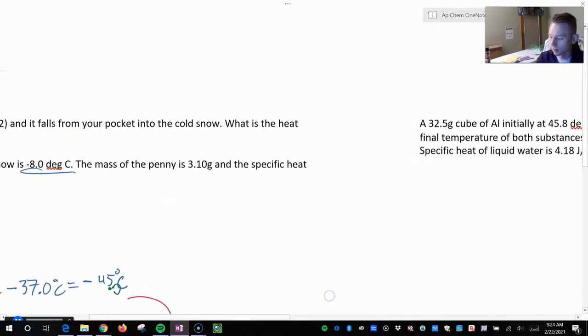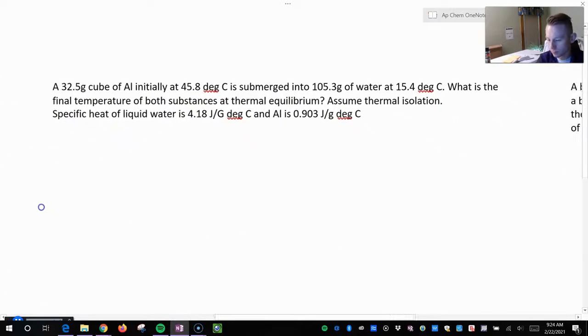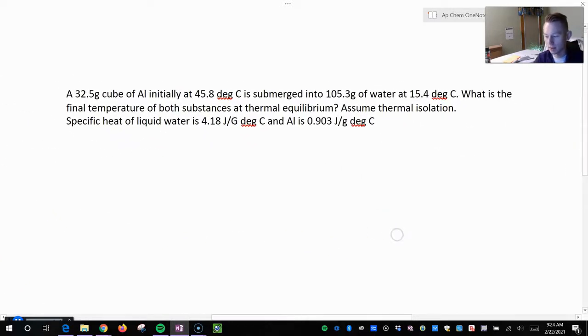Now let's look at example number 2. Pause as needed if you'd like to copy any of this down. And here we go. So a 32.5 gram cube of aluminum is initially at some temperature and it's put in some amount of water. And that water is at a certain temperature as well. And this one is going to be a little more complicated because we're looking for the final temperature of both substances once they're at thermal equilibrium. So the aluminum is going to cool down and the water is going to heat up. There's going to be some heating that's happening, energy transfer between the system and its surroundings.